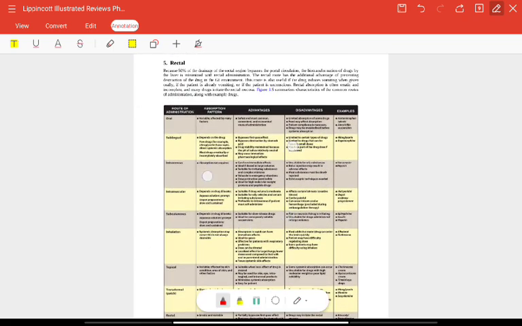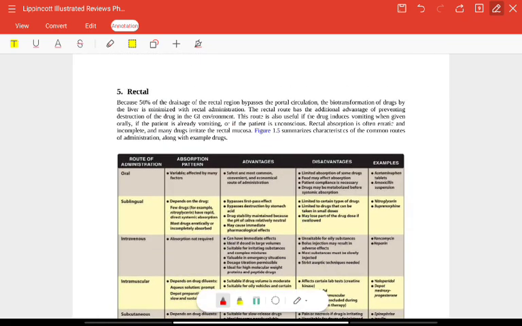Now, the rectal route. Because 50% of the drainage of the rectal region bypasses the portal circulation, the biotransformation of drugs by the liver is minimized through this administration. You can also avoid the GI environment. This route is useful if the drug induces vomiting when given orally, or the patient is already vomiting or unconscious.